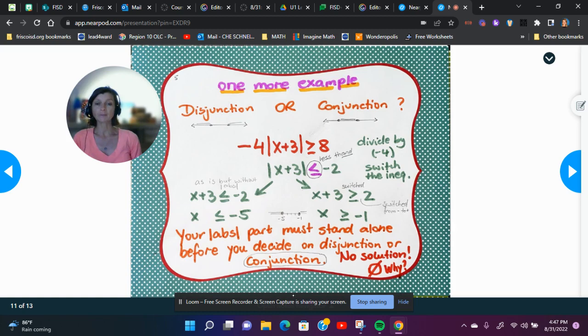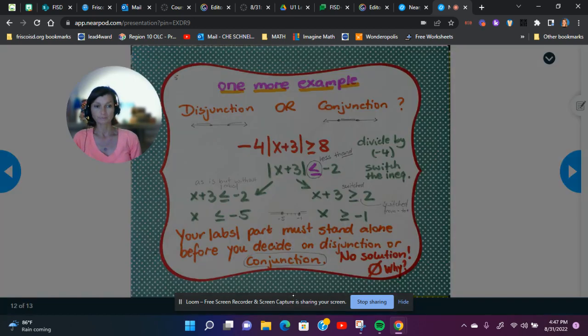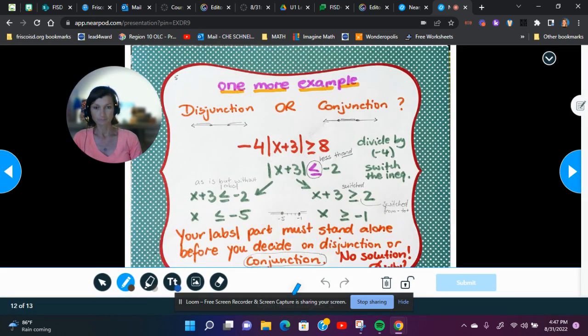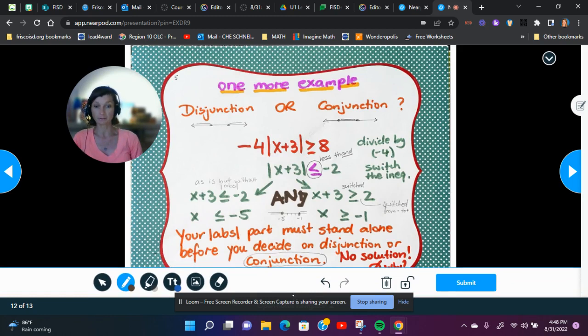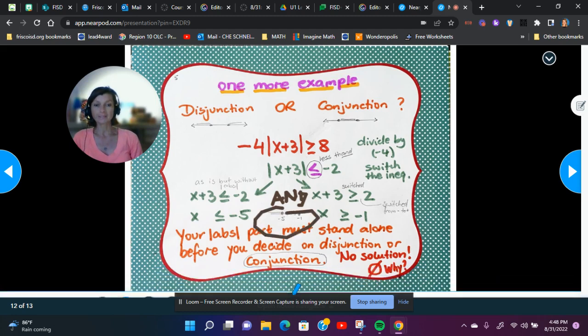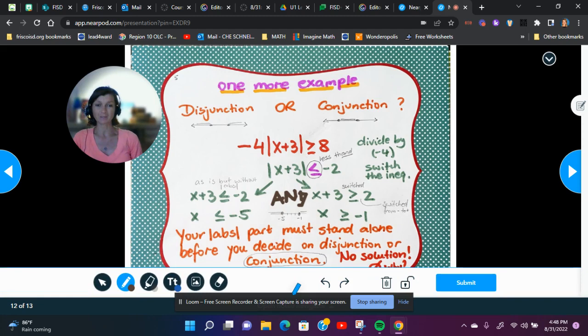Now think about it. Can a number be less than or equal to -5 and, because it was less than, right? Less than. So this is an and situation. And at the same time, greater than or equal to -1. Now, when you do the little sketch like I did here, you will notice that it's kind of hard to be that at the same time. Okay, you either or, but you're not and.